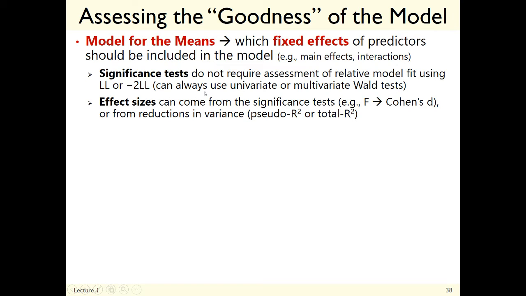Effect sizes then can come from a couple different ways. You can always take the values on the output like t's and F's and convert them to things like Cohen's d. You can also do reductions in variance. And I want to give you two different complementary ways of talking about reductions in variance from fixed effects. Pseudo R-square, which we've talked about a little bit, and then also total R-square, which we have not.